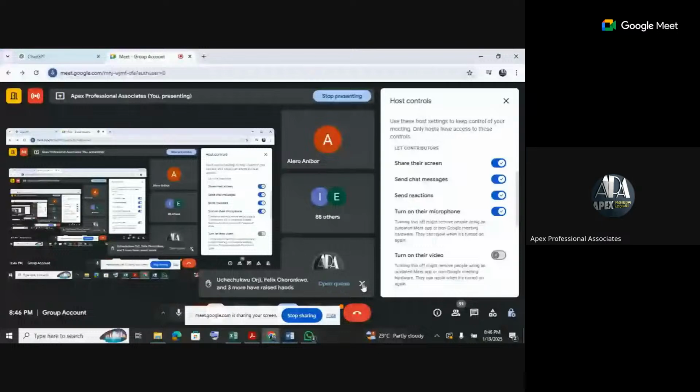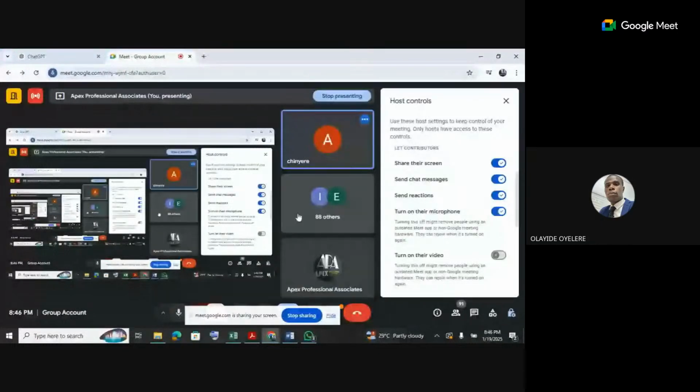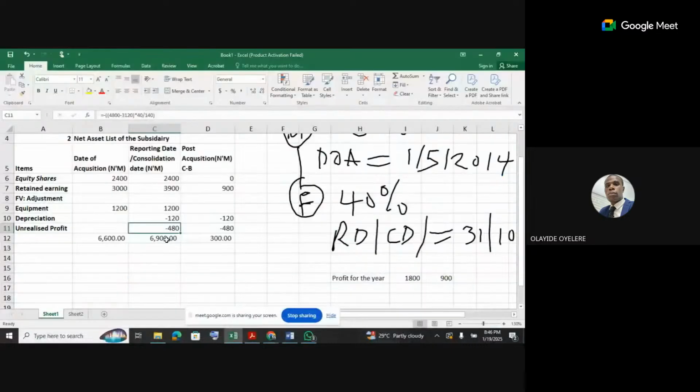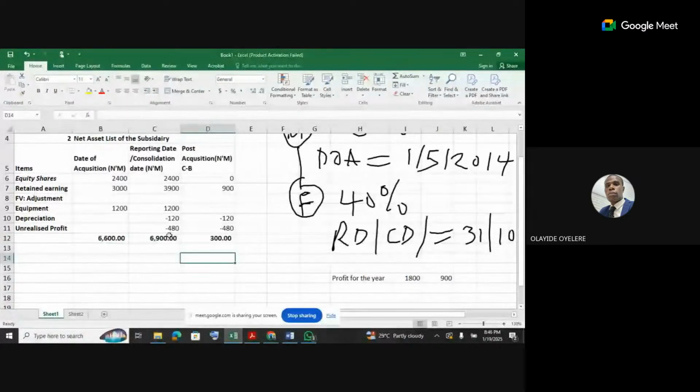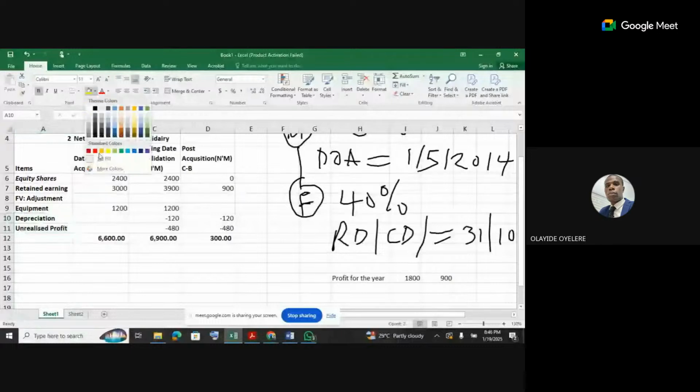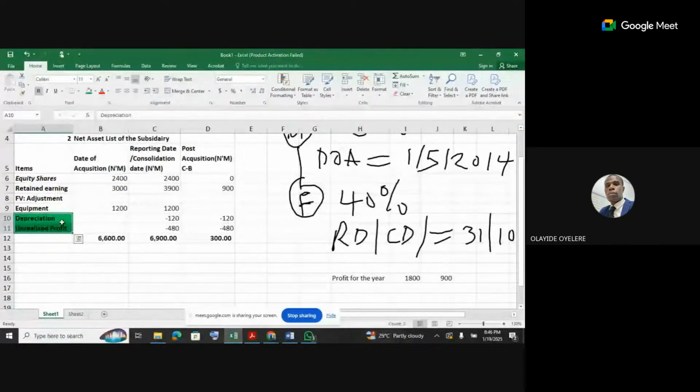Sir, please, I would like you to go through that unrealized profit again. How do we know that we are to calculate it under the reporting date? How do we know? Then please, help to recap it again.